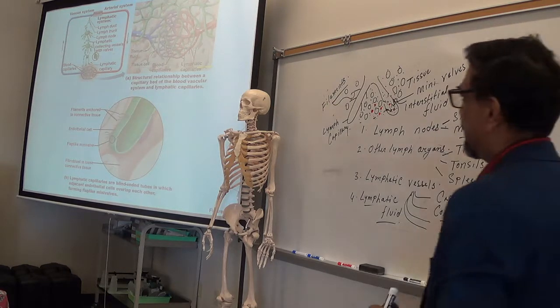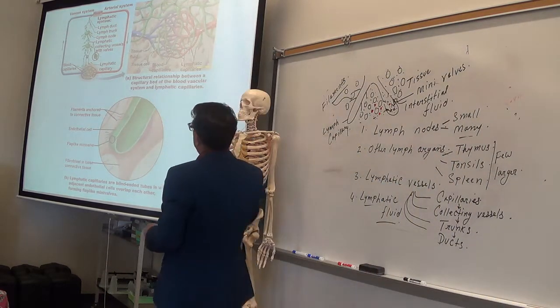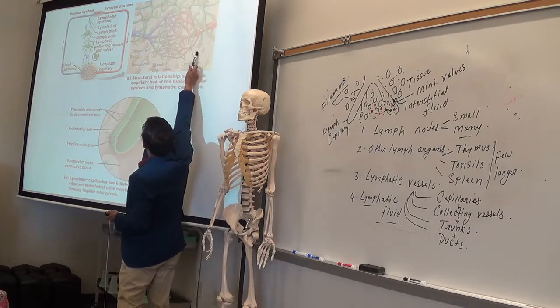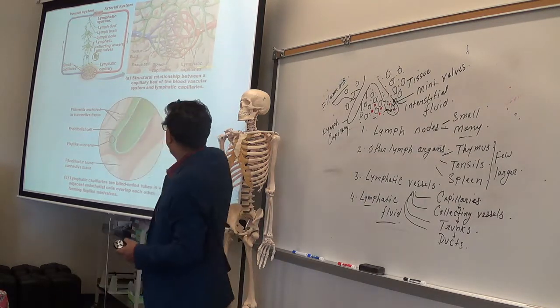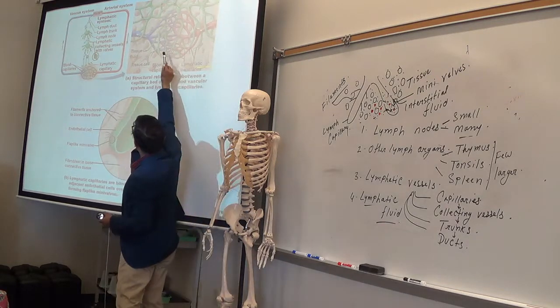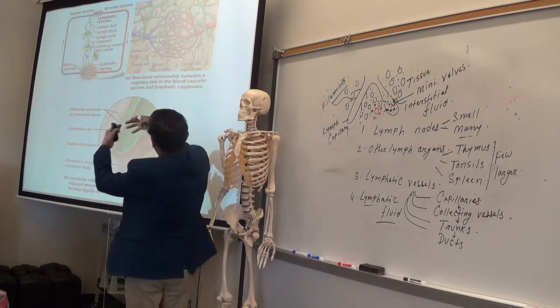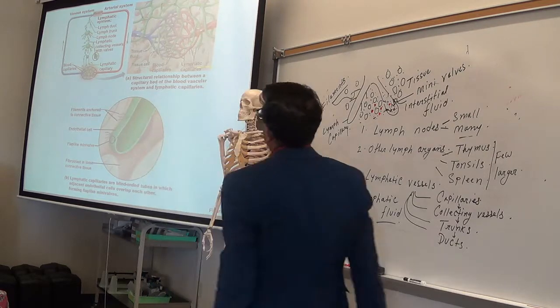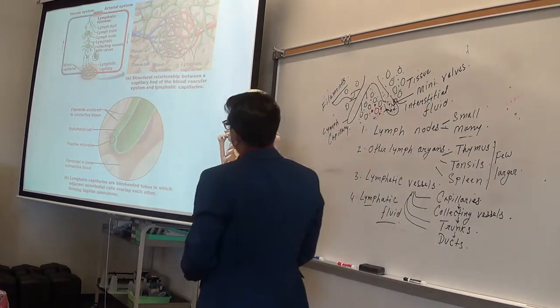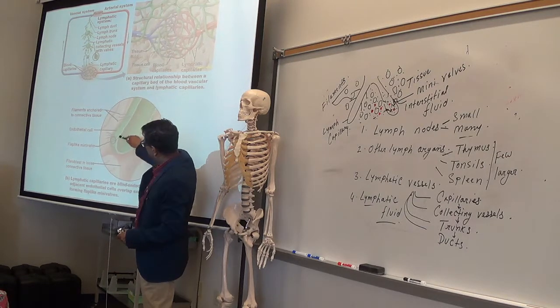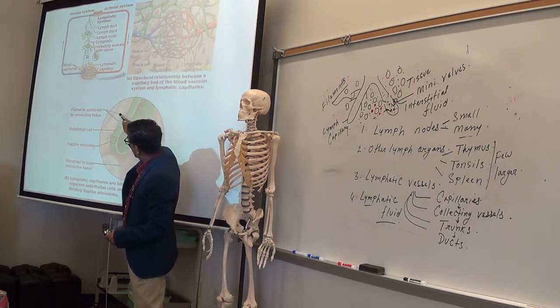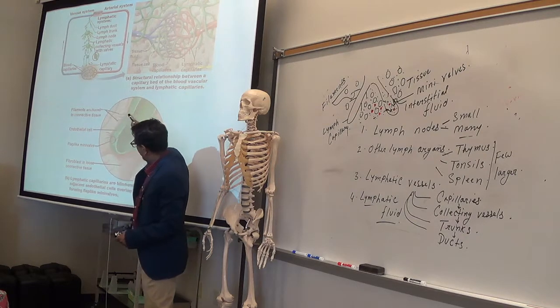So here you see the green capillaries are lymphatic capillaries, and this is the blood capillary bed. Both are present in the tissue, right? And you see, this is the end of the lymph capillary. These are the valves, filaments, and dead-ended.